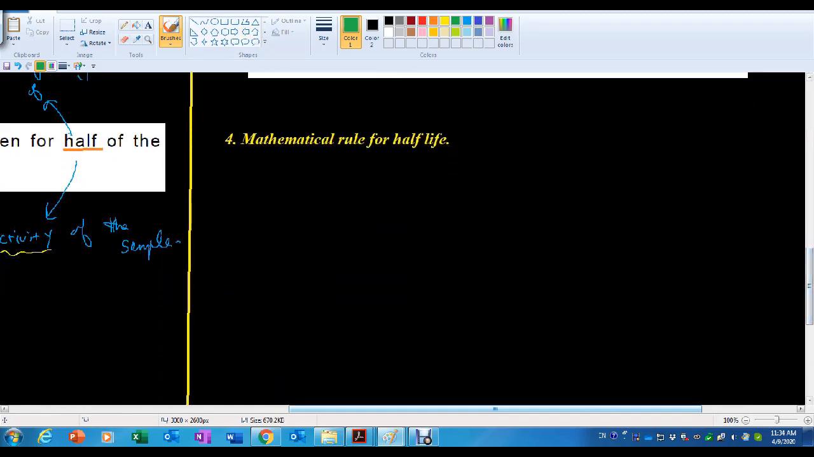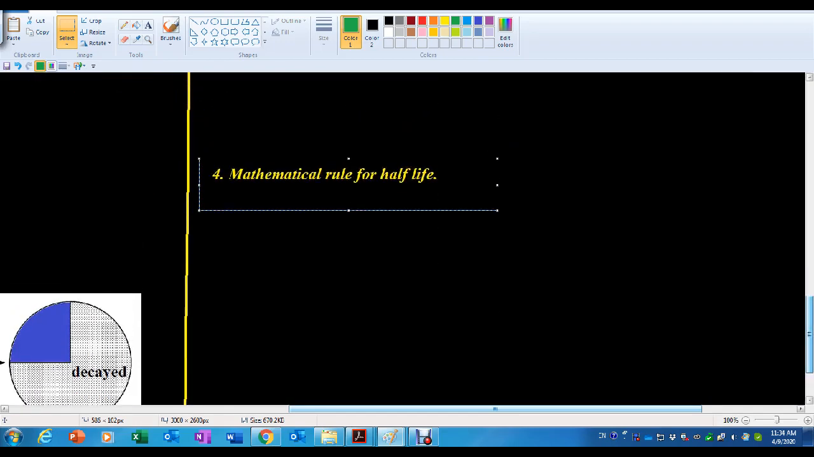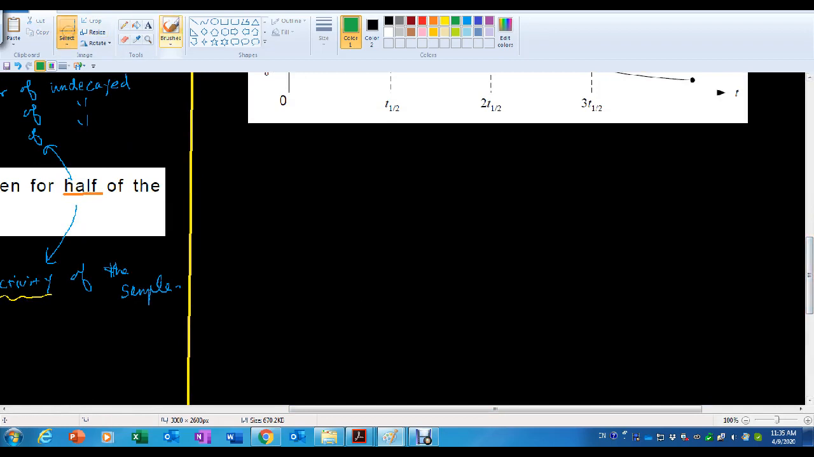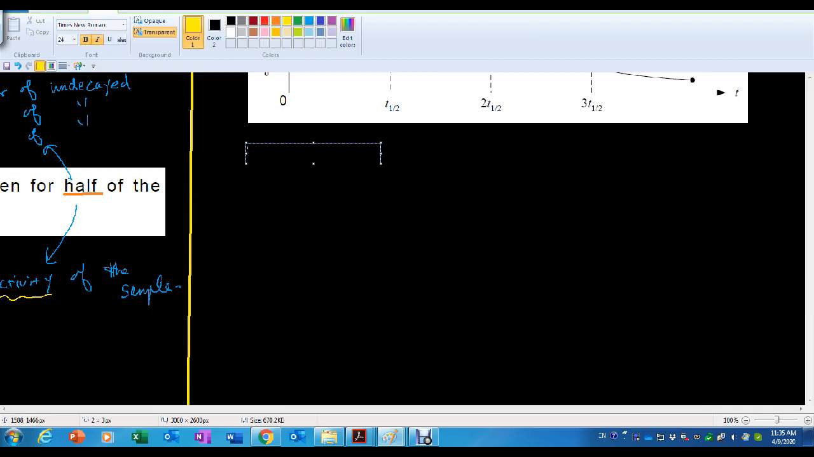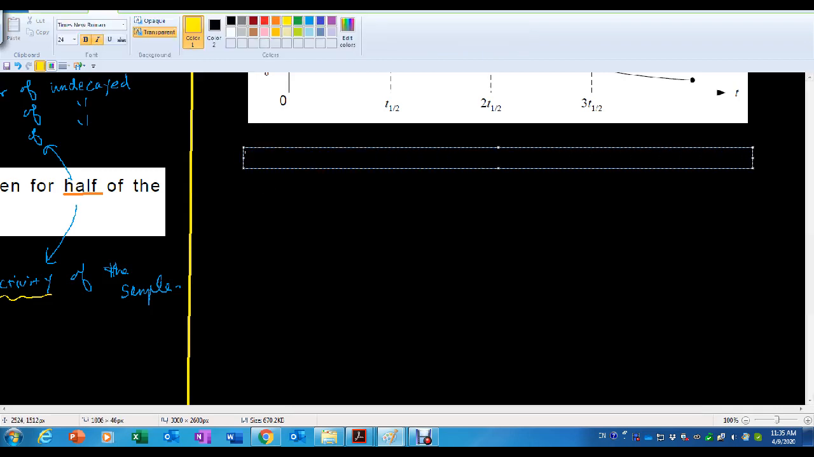Before we go to the mathematical rule, I need to introduce to you how we could compare different half-lives. The idea is that different radionuclides have different half-lives.